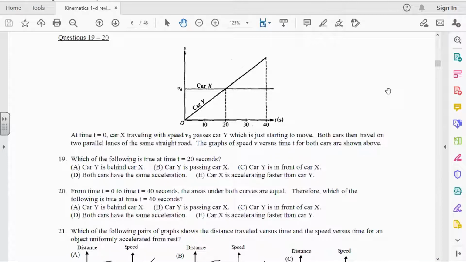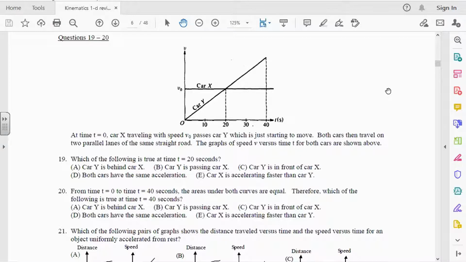Number 19 is referring to this graph where car X is that horizontal line, car Y is the sloped line, and it's giving us information for 40 seconds. At time t equals 0, car X has a constant speed, and passes car Y, which is just starting to move. In a real-world situation, you're sitting at a red light, and a car approaching that red light is moving at a constant speed. The moment it turns green, you start moving, the moment they pass you. That's what's going on in this situation.